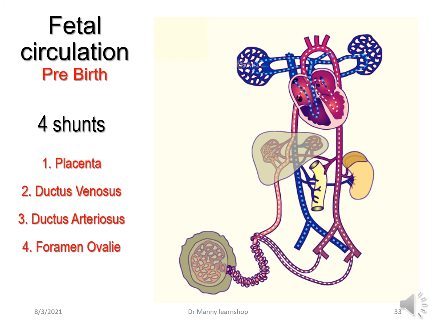And this now is the fetal circulation pre-birth. Pre-birth, we have the placenta, we have the ductus venosus, we have the ductus arteriosus, we have the foramen ovale. So, we have the placenta, which is the lifeline from the mother, maternal circulation, to the fetal circulation. We have the ductus venosus that shunts blood away from the liver, which isn't really working, up into the inferior vena cava into the right atrium.